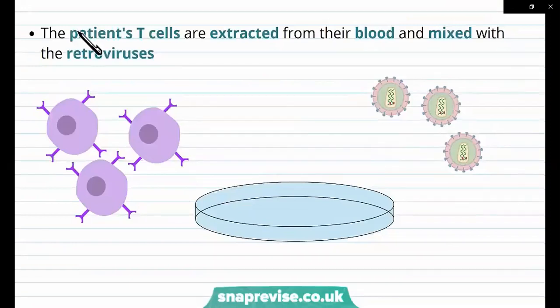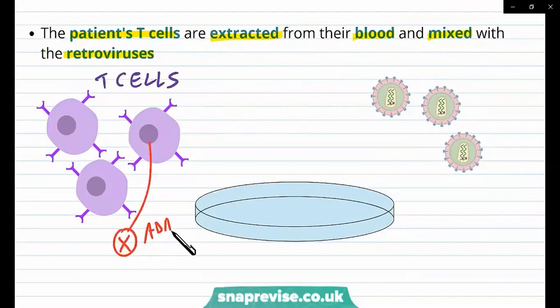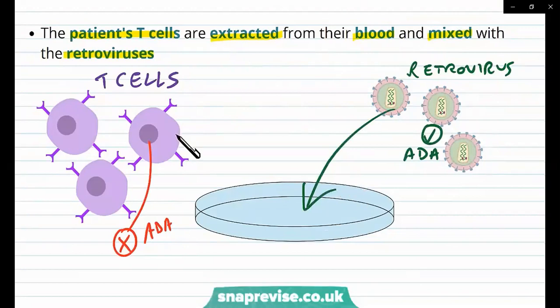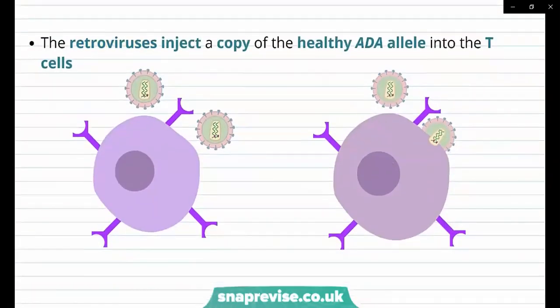So in order to mix them together, the patient's T cells are extracted from their blood, and the T cells are mixed with the retroviruses. Remember, these T cells have a faulty version of ADA in their nucleus, but the retroviruses have a healthy version of ADA carried in their structure. These are mixed in with the T cells in specific equipment. Of course, the viruses want to infect the T cells, so the retroviruses inject a copy of their healthy ADA allele into the T cell's nucleus.